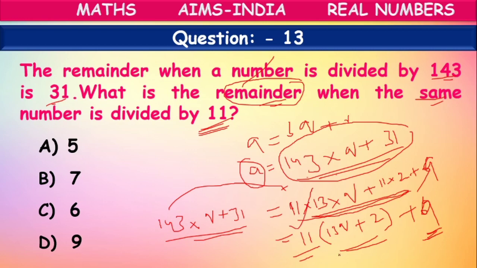So 11 is the divisor. The number or expression which is in the brackets is the quotient, and plus 9 is the remainder. So in this way we can find the answer. 9 is the correct answer.